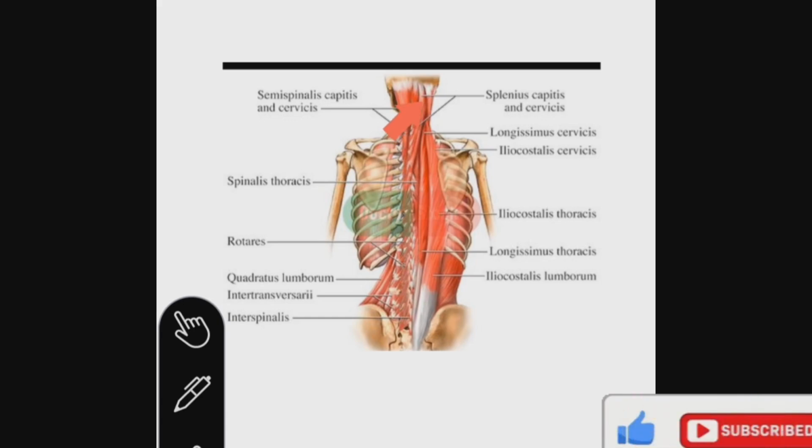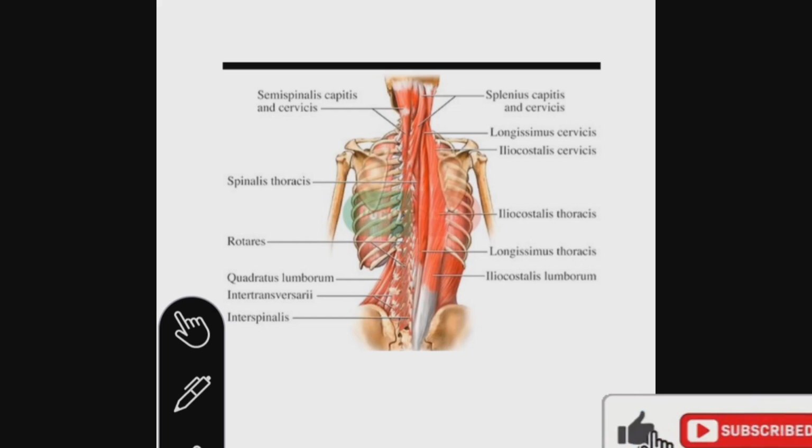Then you have the erector spinae group of muscles, which include the iliocostalis, the longissimus thoracis, and the spinalis thoracis. They have a common origin from the iliac crest and the spinous process, and they insert in the ribs. They are innervated by the posterior rami of the spinal nerves, and their function is in extending the vertebral column.